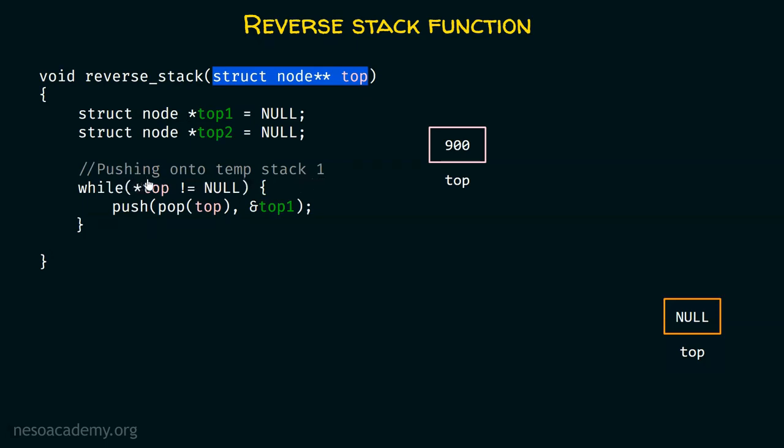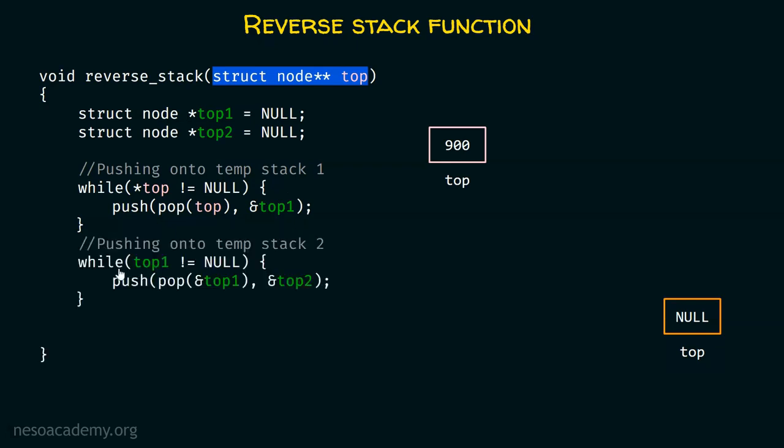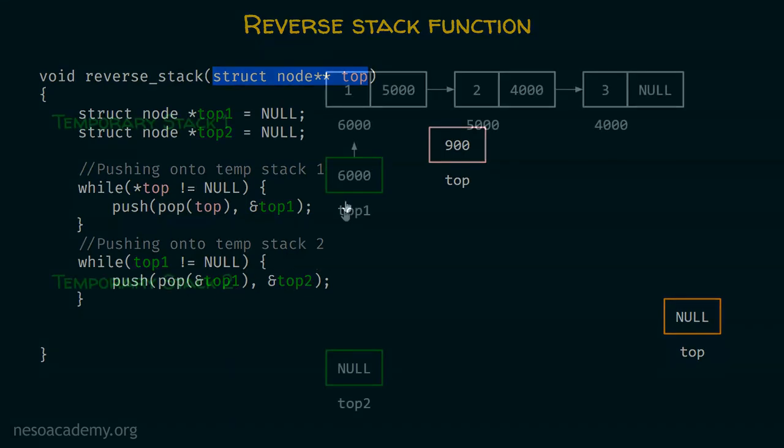Now we want to push all the elements of the temporary stack 1 to the temporary stack 2. This means we have to pop all the elements from the temporary stack 1 and we have to push all the elements of the temporary stack 1 onto the temporary stack 2. For this we need this piece of code, right? That is, while top 1 is not equal to null, push pop ampersand top 1 comma ampersand top 2. Now this piece of code will help us in popping all the elements out of the temporary stack 1 and pushing them onto the temporary stack 2, right?